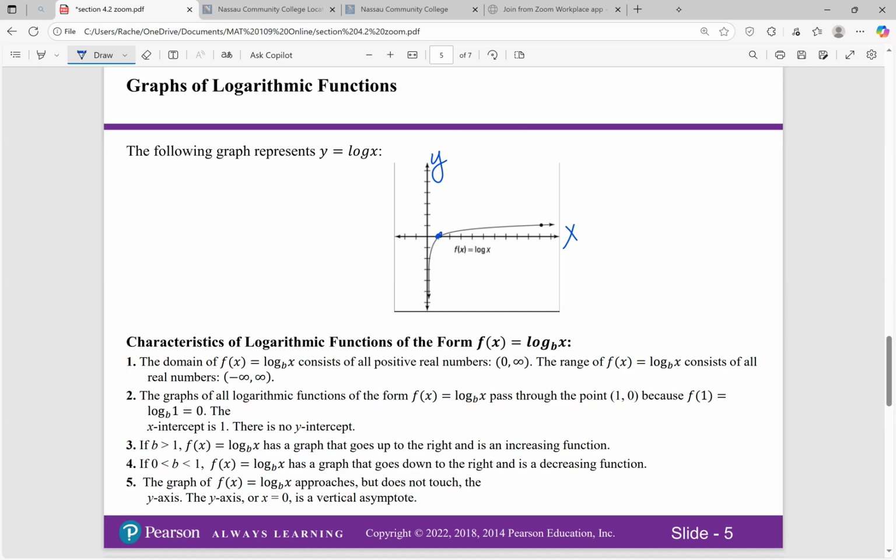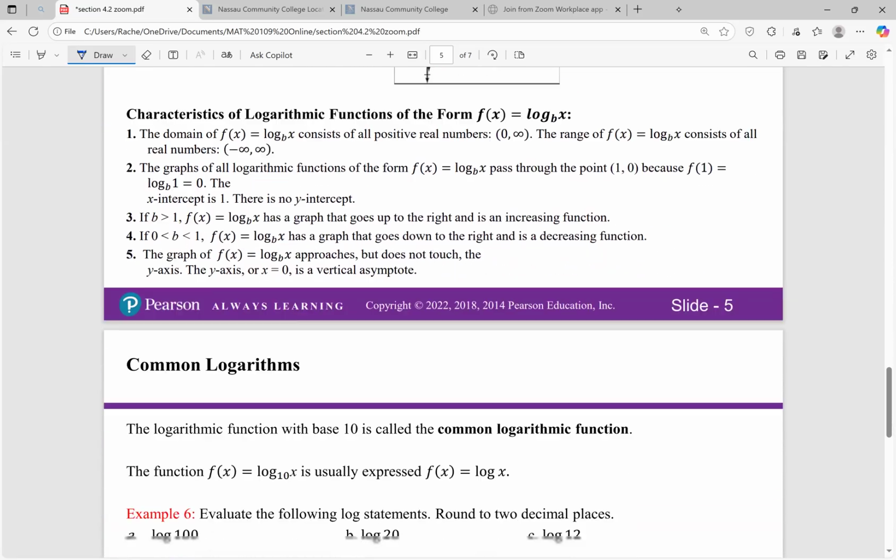So the fact that the log base b approaches but doesn't touch the y-axis, we say that the y-axis is a vertical asymptote. So it's like an imaginary vertical line that the graph will never cross or never touch. So those are the properties of our log function.